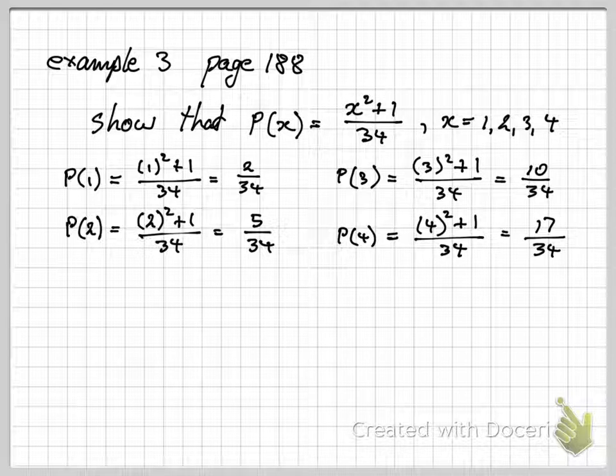Alright, so we've generated each of the probabilities. P(1), substituting 1 into that expression, gives us 2 over 34. P(2) is 5 over 34. If x is 3, we get 10 over 34, and if x is 4, we get 17 over 34. Now, each of those values is a number between 0 and 1, so each of them is a valid probability. So it's satisfied the first criteria for a valid probability distribution, that is that each of the probabilities are between 0 and 1.